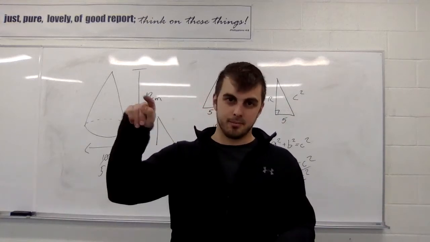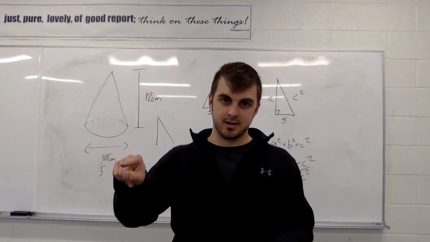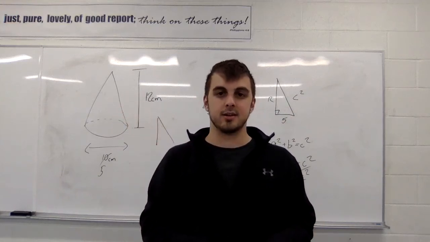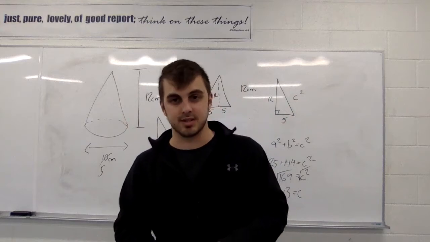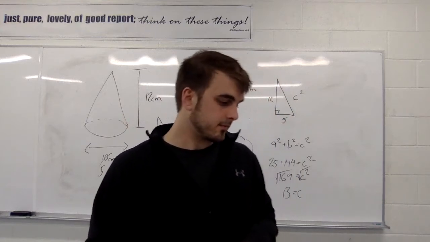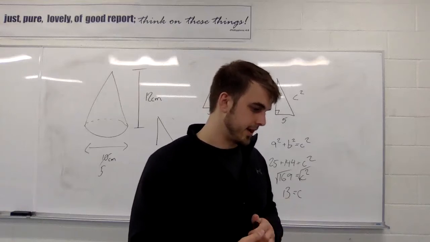So if you go from this point and you go down to here, whereas if you're up at this point and take it the whole way down to here, you went a much longer distance. So the slant height is always going to be more than the height. And we'll figure that out.